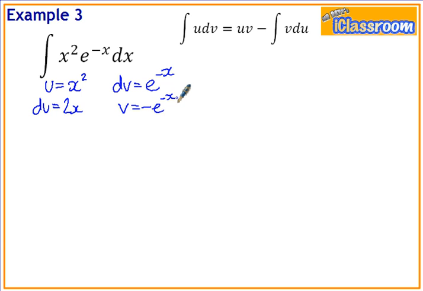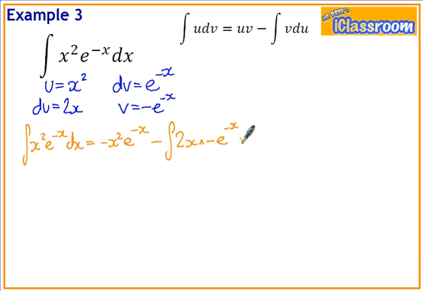Okay, straight into my integration, so I've now got the integral of x squared e to the minus x with respect to x is equal to u times v, which is minus x squared e to the minus x, minus the integral of v du, which is 2x times by minus e to the minus x.